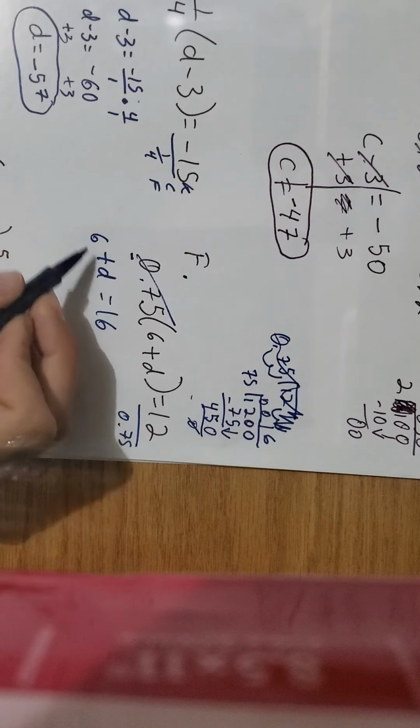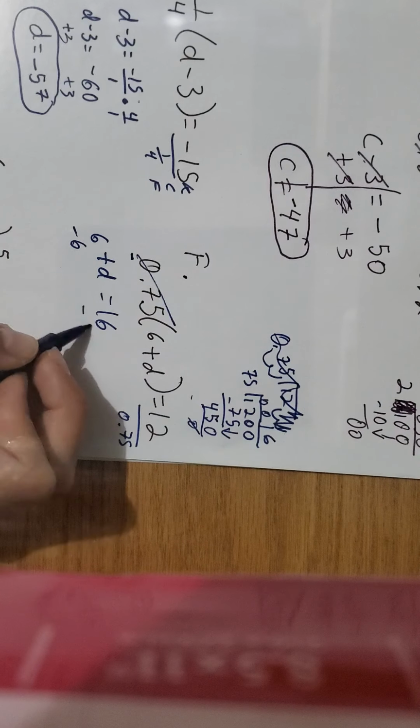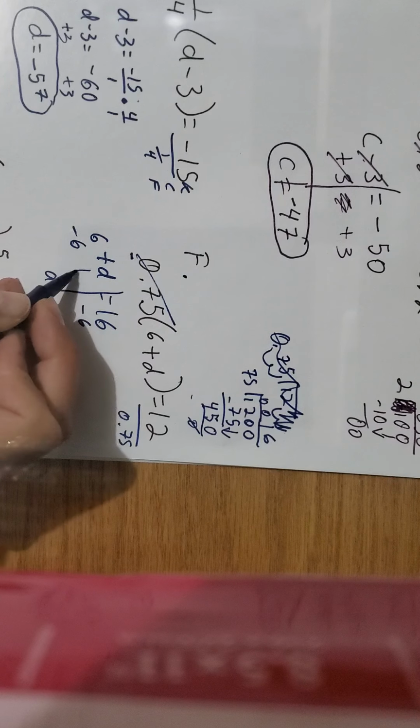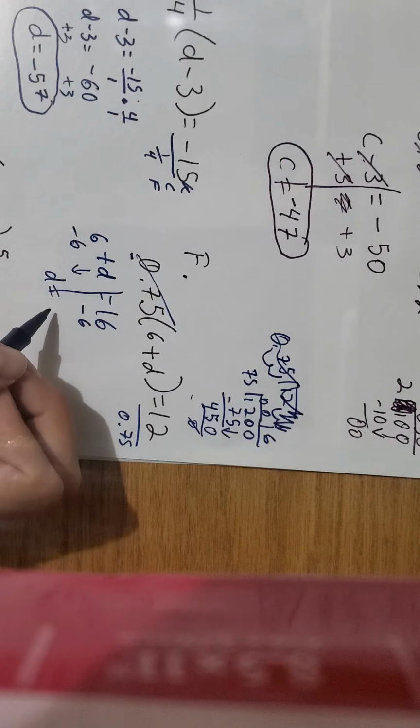So now you have 6 plus d. So the opposite of positive 6 is negative 6. Technically subtraction. d gets lower. Doesn't matter the plus. 16 minus 6 is just 10.